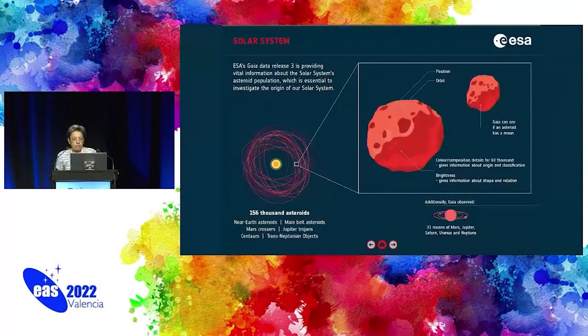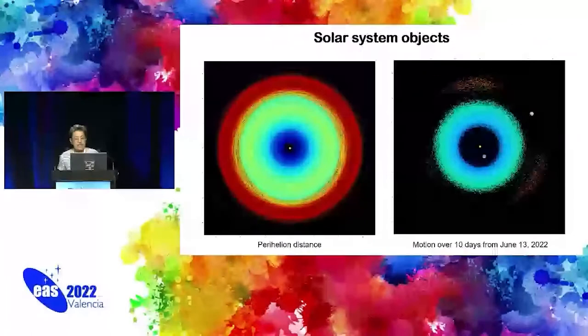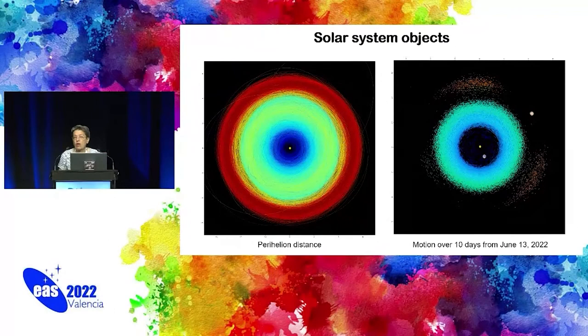Gaia observes everything that crosses the focal plane and has an appearance of a point-like source. Then, in some cases, we do not detect stars, but we detect asteroids or minor bodies in the solar system, actually. And this is the case that now we release 156,000 orbits of asteroids. On the left part, you see the orbits, and they are color-coded according to the perihelion distance. So the bluest ones are the ones that have the smallest distance, and the red ones are the ones that have larger distances.